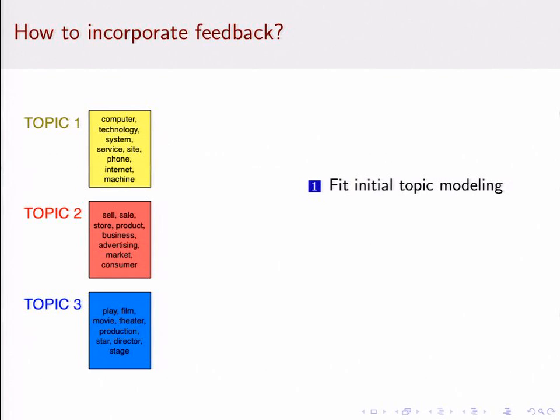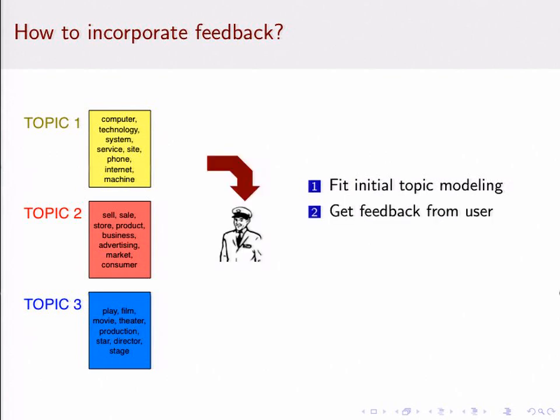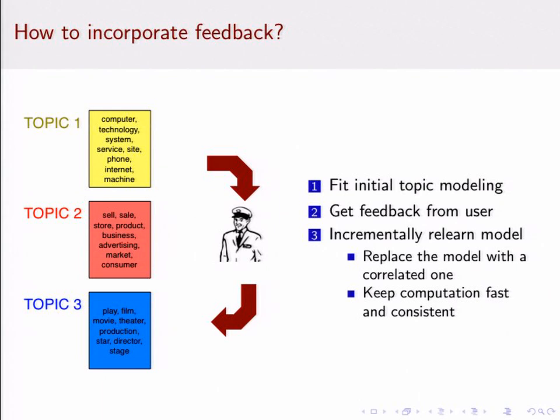So you can do an initial topic model using an unconstrained prior, just a uniform prior distribution like you would normally, get some feedback from a user, and then incrementally relearn the model. And so what we're going to do is replace the old model with a new model, doing some bookkeeping to keep things consistent, and allow us to have fairly fast updating once this happens. And so we're going to do this by selectively forgetting stuff. And this allows us to keep things fast and consistent.